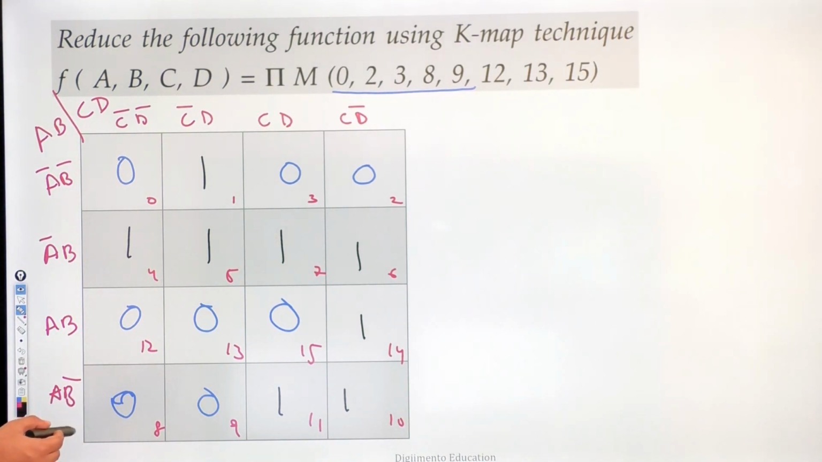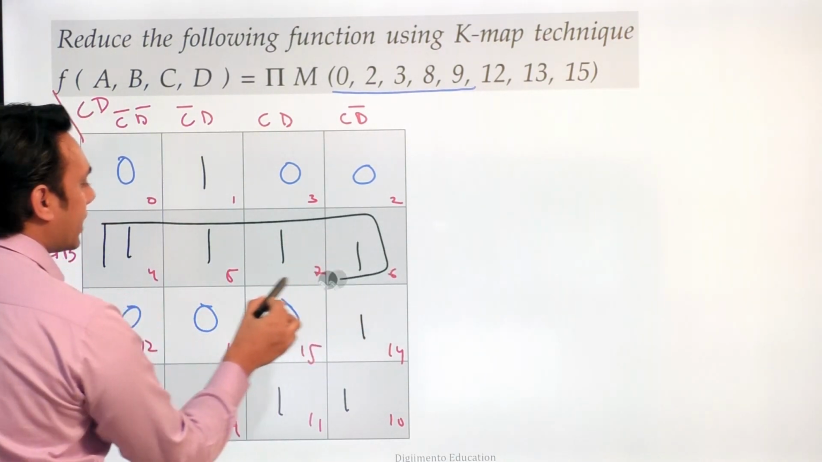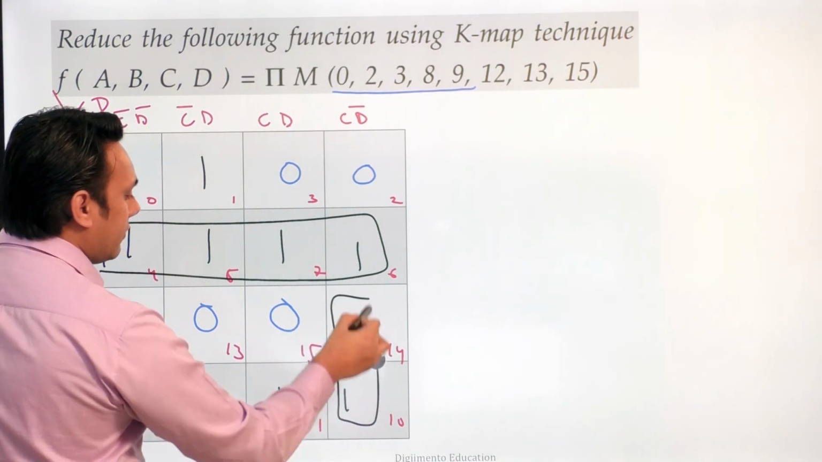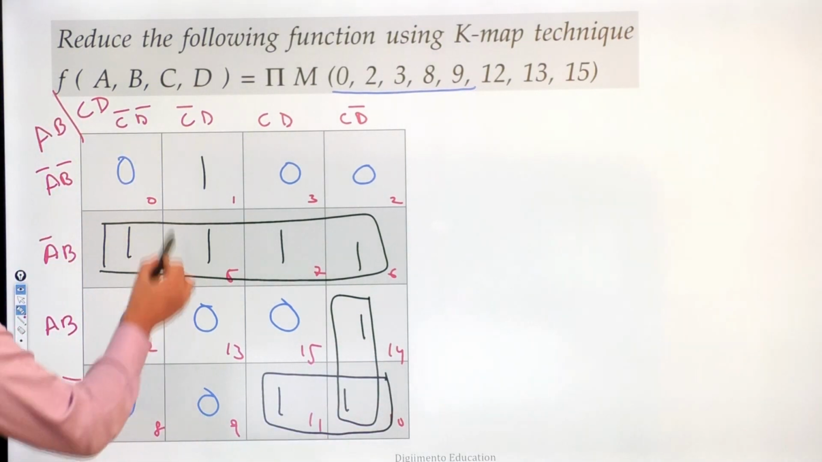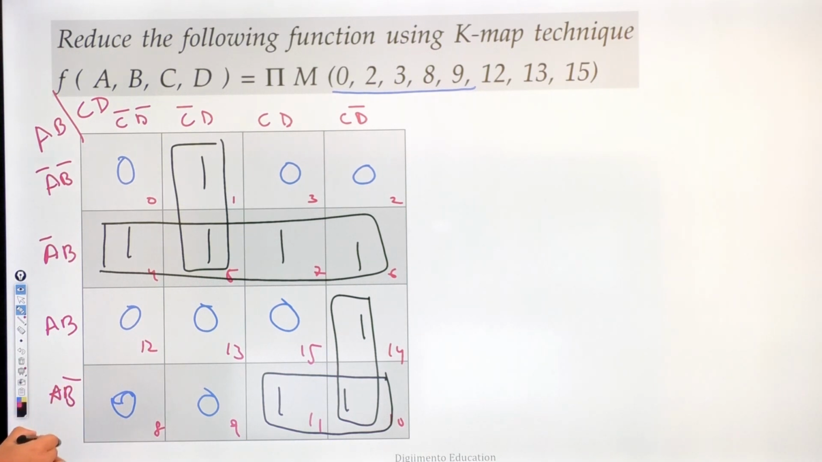So first of all, let us look at what subcubes are possible. I can make this a subcube. This is quite a big subcube. I can make this a subcube, the second one. I can make this a subcube, the third one, and I can also make this a subcube, which is the fourth one. So for the SOP expression there will be 4 subcubes.